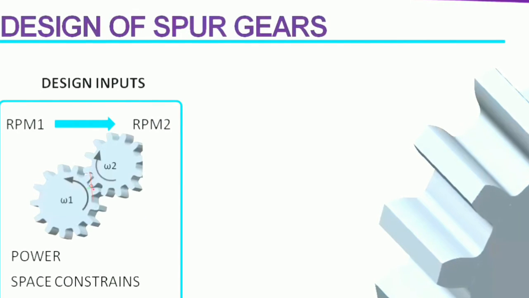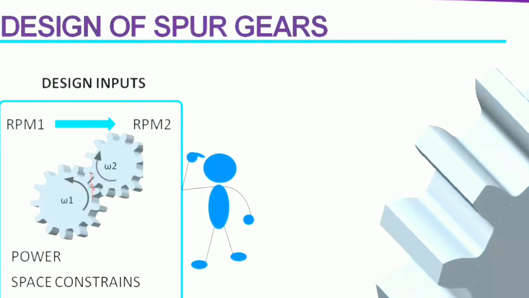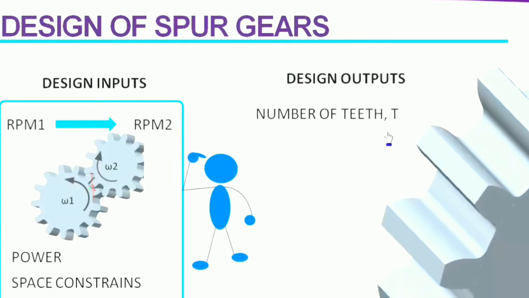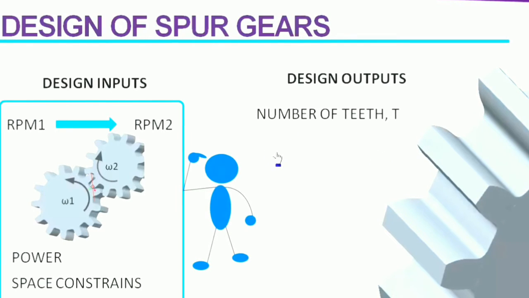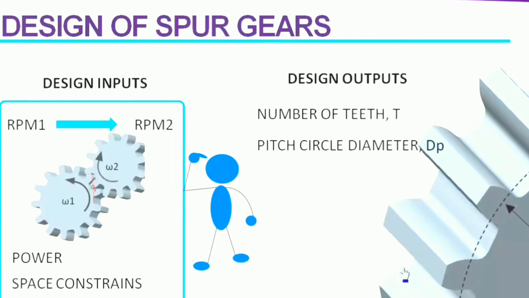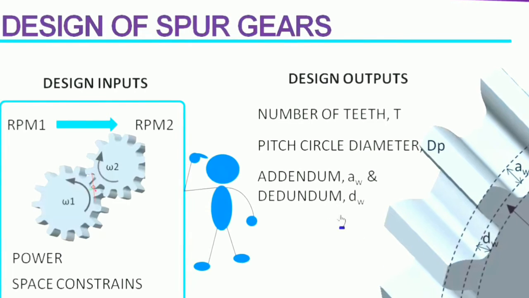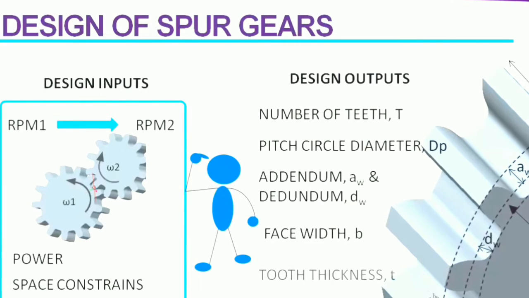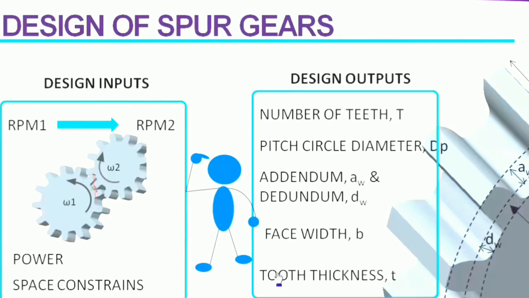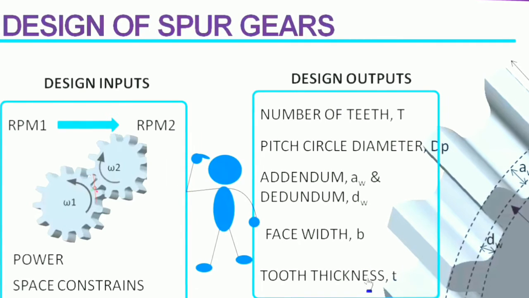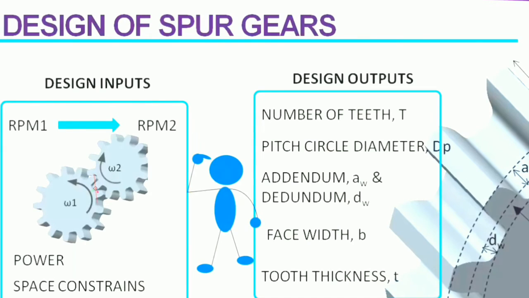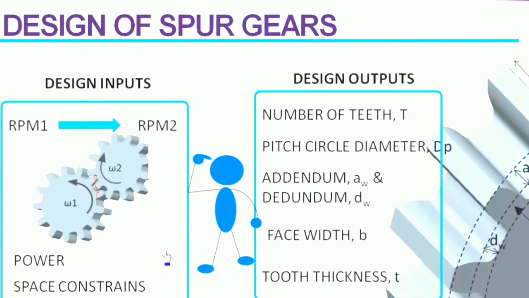So using this design data, the designer has to find out the following gear parameters, such as number of teeth on both the gears, pitch circle diameter, addendum and dedendum, face width, and tooth thickness. So these are the outputs we are expecting from a gear design. Let's see how we can deduce these values from this input data.